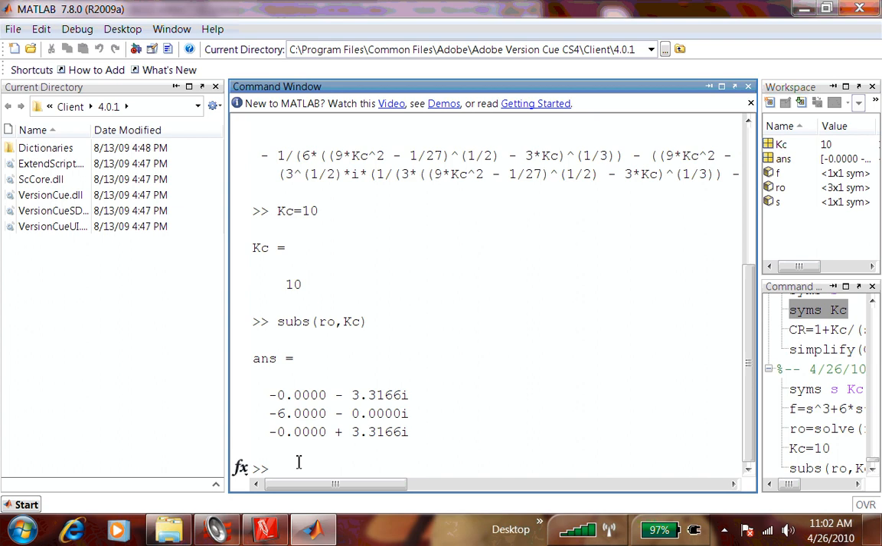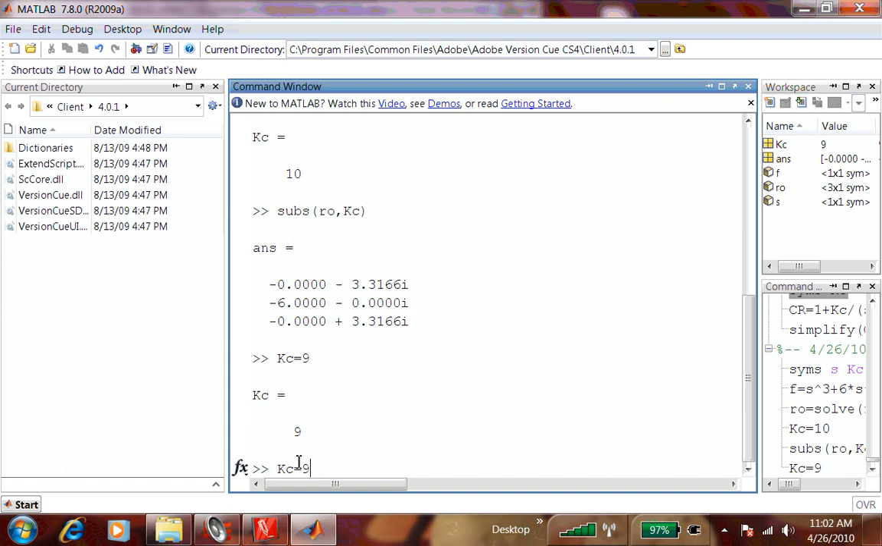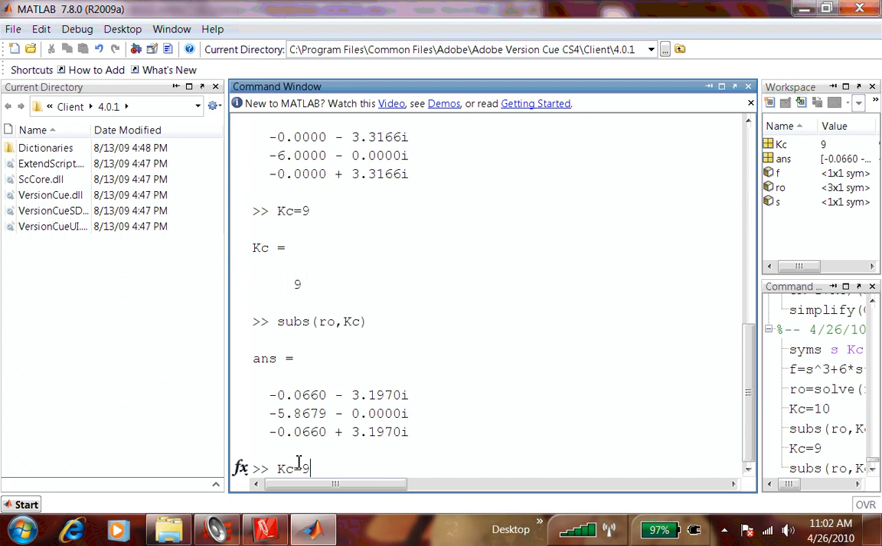If you do it with 9, you get all negative real parts. If you do it with 11, you get a pair of unstable roots. So the stability boundary is somewhere between 9 and 11, but in this particular case it happens to be 10, which is what we found out from the root test. Any questions on that?